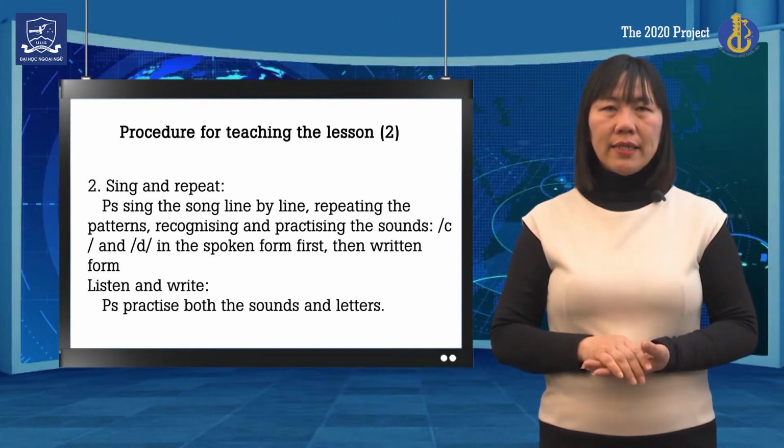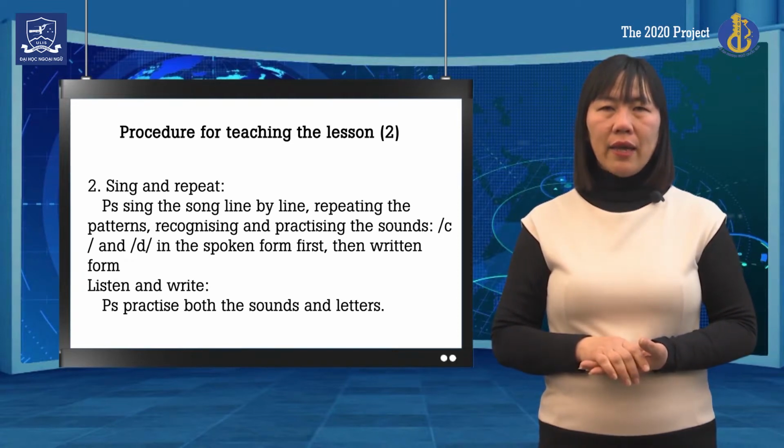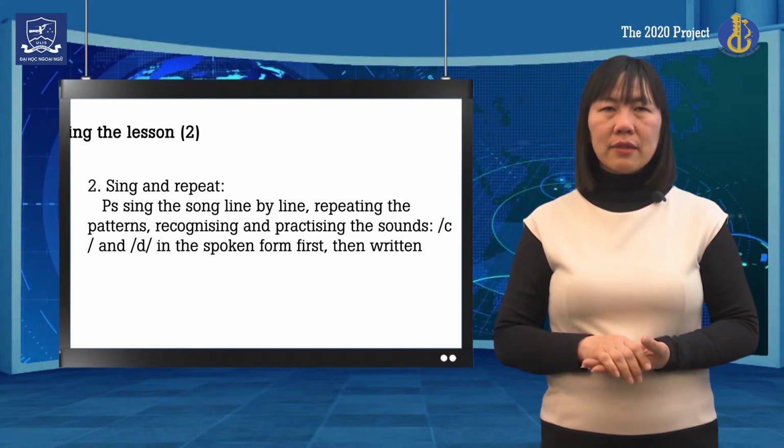Activity 3. Listen and write. Pupils listen to the recording or the teacher and write the missing words in the blanks to complete the 2 sentences in the textbook. They can practice more with both the sounds k and d and the letters c and d in words and sentences using air writing, word searching, and other techniques.